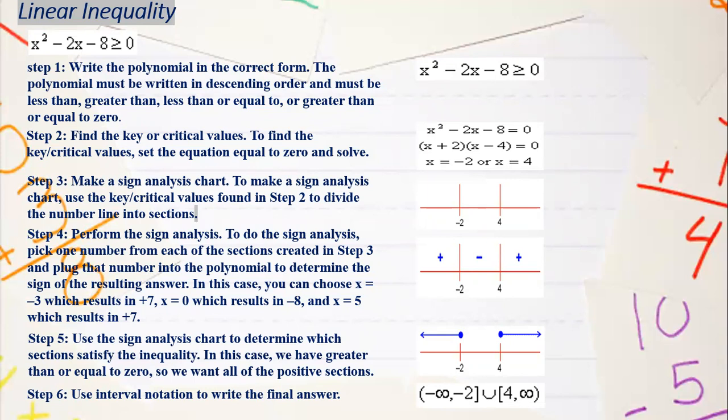To find the key critical values, set the equation equal to 0 and solve. To get the values of x, we have to put 0 and solve. So x squared minus 2x minus 8 equals 0. We just put them in brackets: x plus 2 and x minus 4, we just factor them, equals 0. x equals negative 2 or x equals 4.